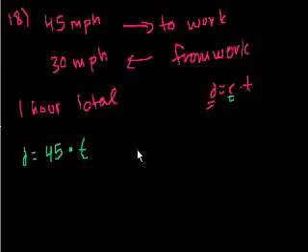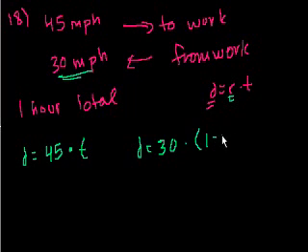Then in the afternoon, she's going to go the same distance, right? She went the same distance. This time she went 30 miles per hour. And how long did it take her? Well, this is the interesting thing. It took her a total of 1 hour to go to work and back from work. So if it took her t hours in the morning, then it took her 1 minus t hours.